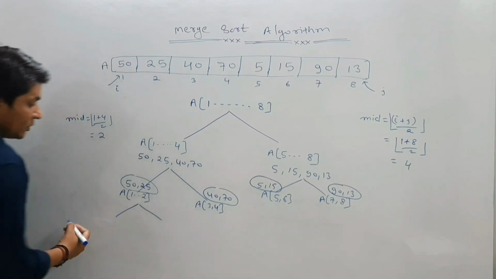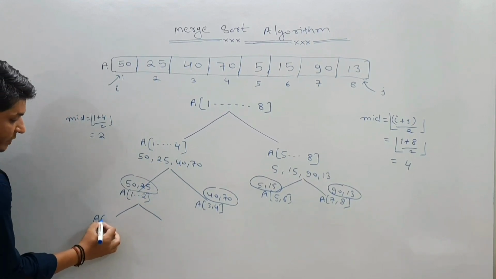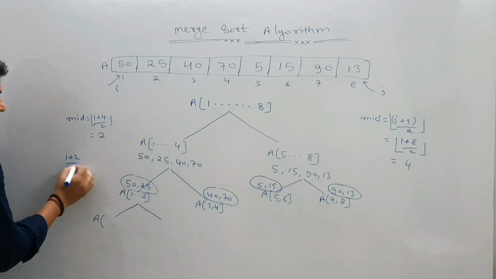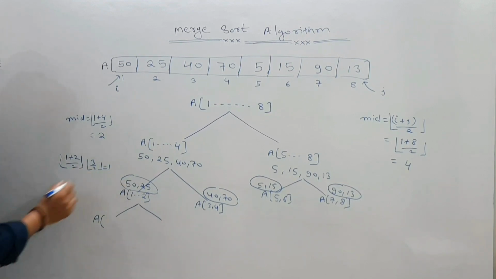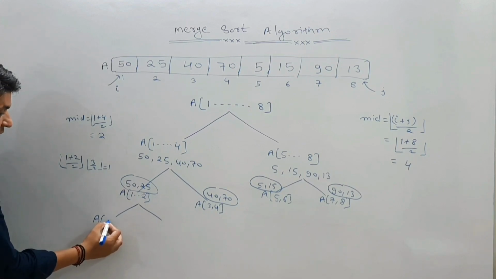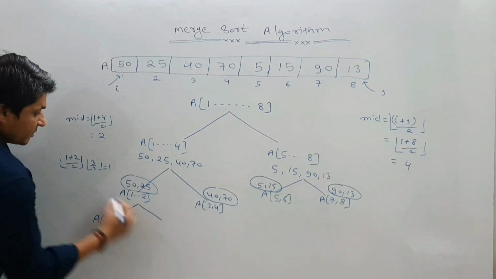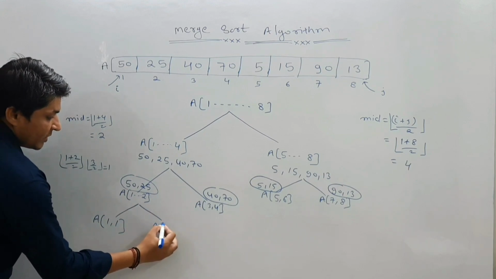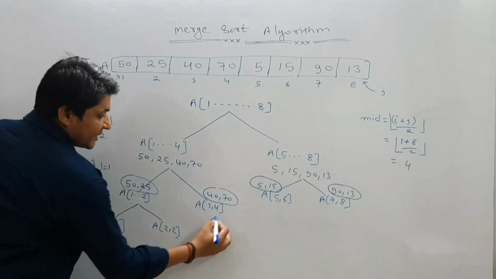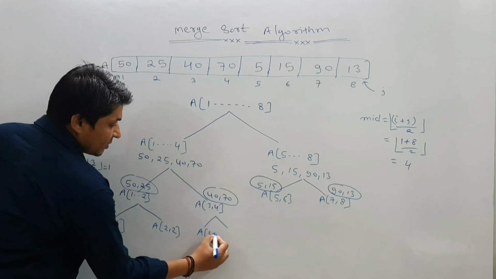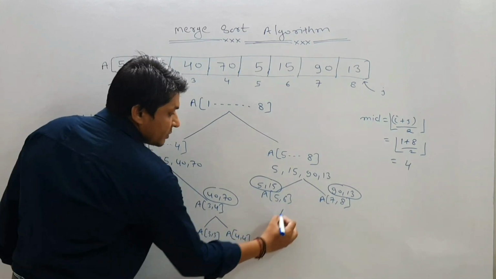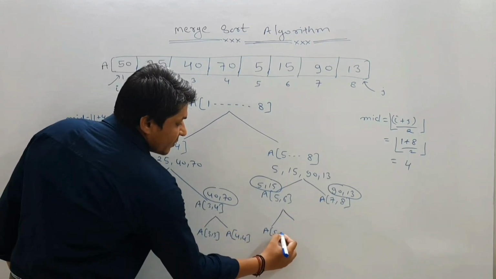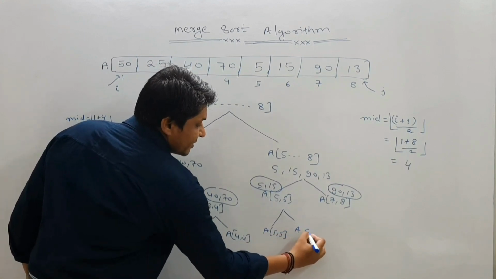Let me divide this into two parts. If you calculate mid, (1 plus 2) divided by 2 and take the floor value, it is 3 divided by 2, which is 1.5, and if you take the floor, it is going to be 1. So it is 1 comma 1, and this part is A, 2 comma 2. This is A, 3 comma 3. If you calculate mid for this, it will be divided into two parts, 4 comma 4. This is A, 5 comma 5, and this is 6 comma 6.